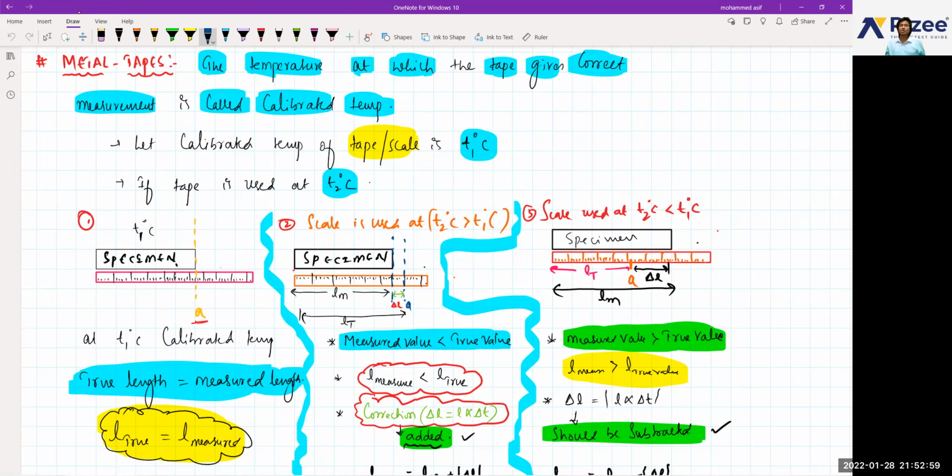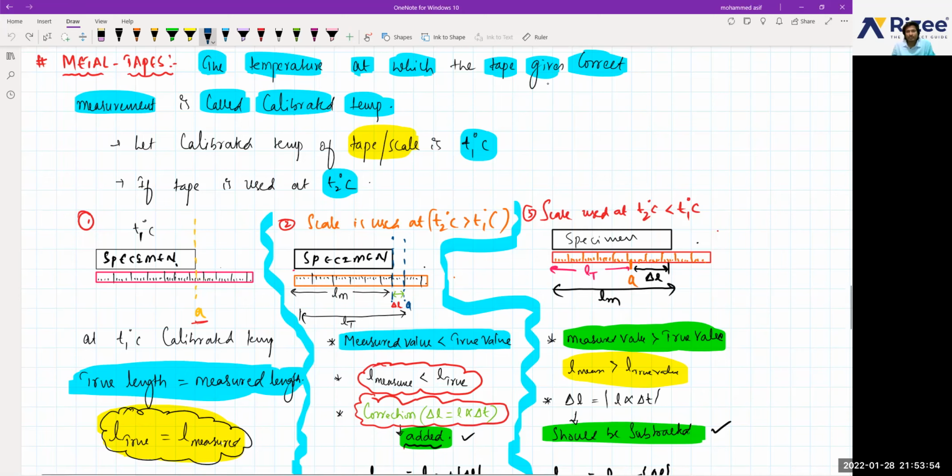So in order to overcome that, how do you do the problems related to the metal plate? Now see, first one. This is the specimen, beta. The specimen means the material which we are using to measure with the scale. Say I brought some specimen and I'm measuring it. So at T1, the calibrated temperature, true length will be equal to measured length. Say I'm measuring in India itself at temperature T1, then true length will be equal to measured length L.